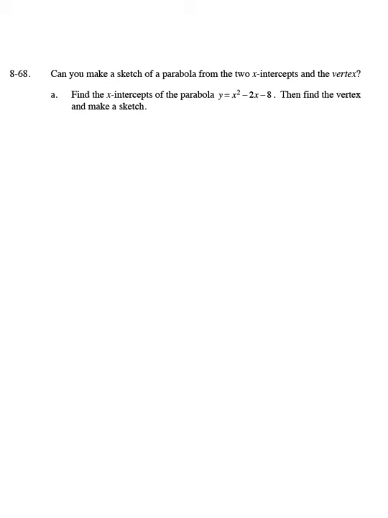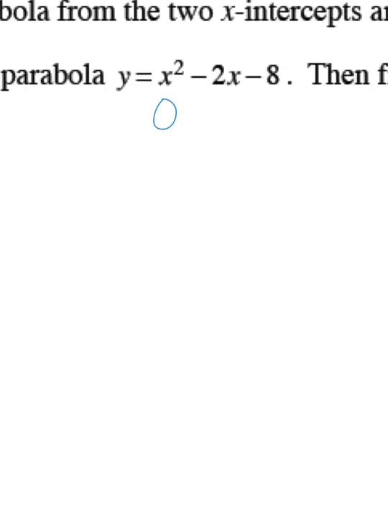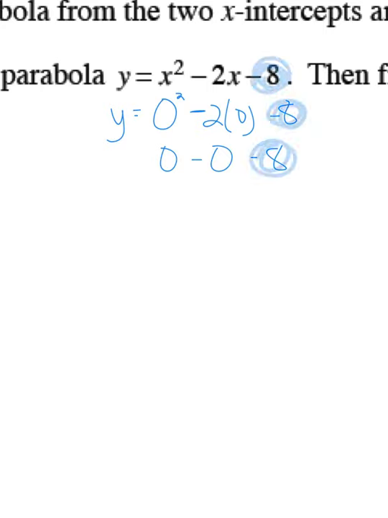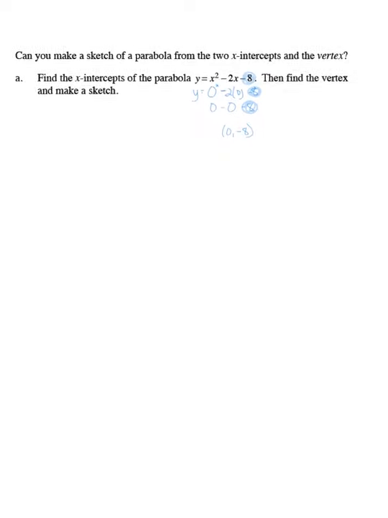So this one asks us, can you make a sketch of a parabola from the two x-intercepts and the vertex? Yes. We're going to start by actually finding the y-intercept, because the y-intercept is what happens if you plug in 0 for the x's. So if we plugged in 0, 0, and 0, that last number, that constant term, is typically your y-intercept. And it is here, so we would say our y-intercept is at (0, -8). When we plugged in 0, we got -8 as an output.